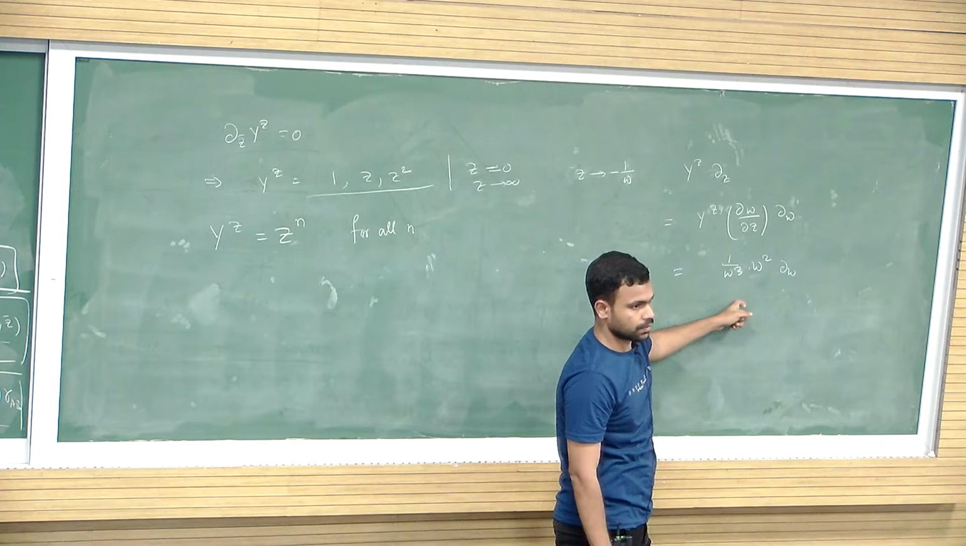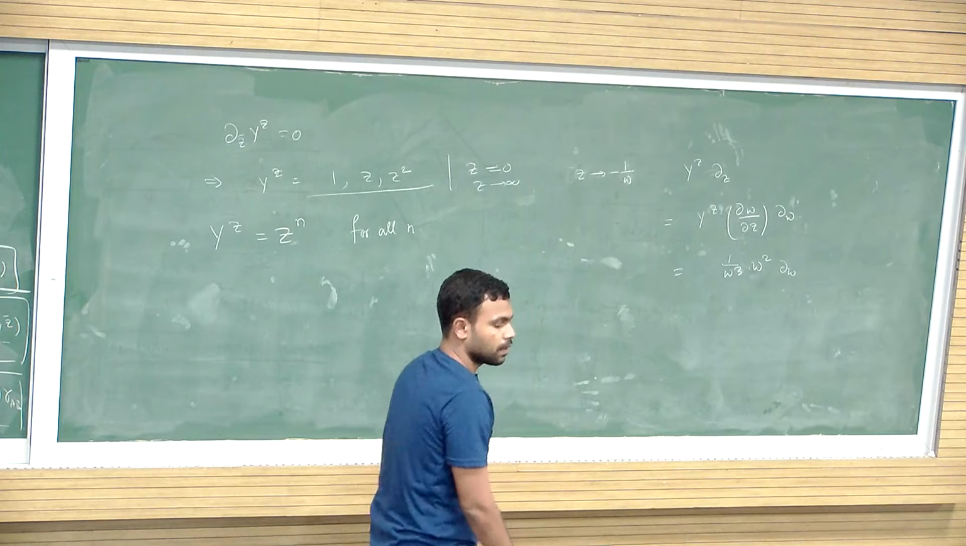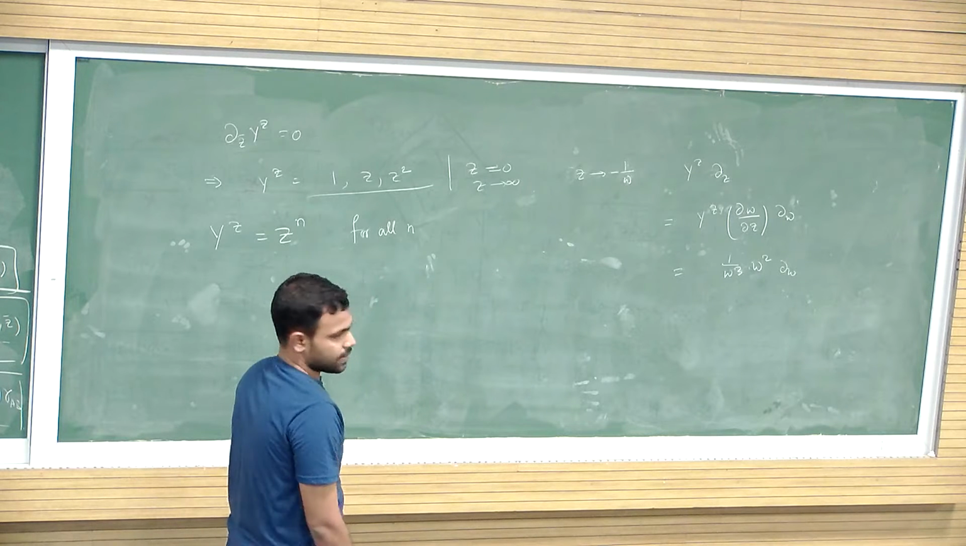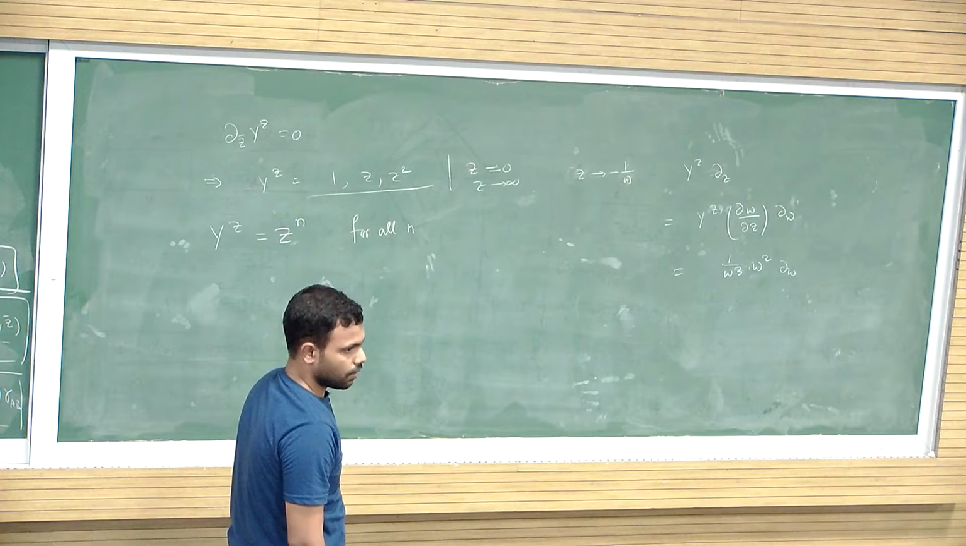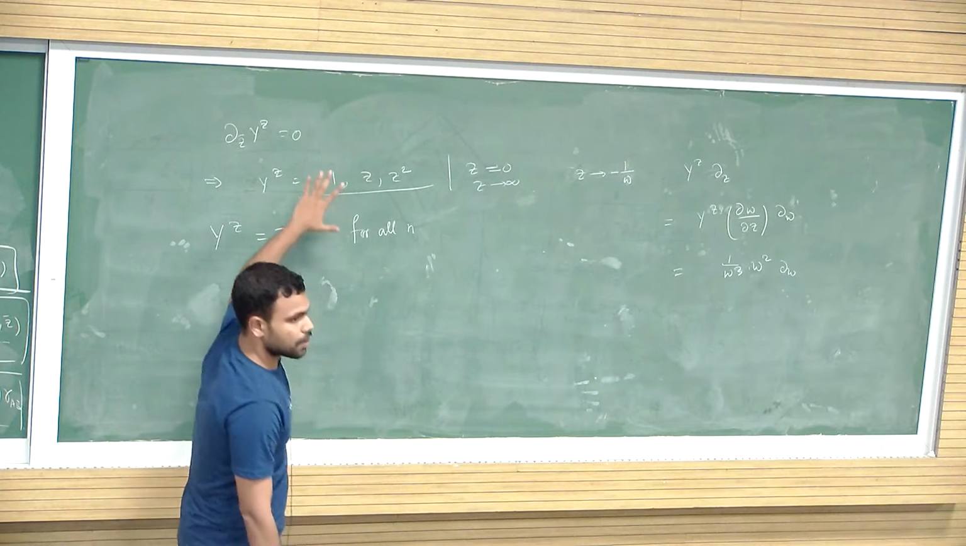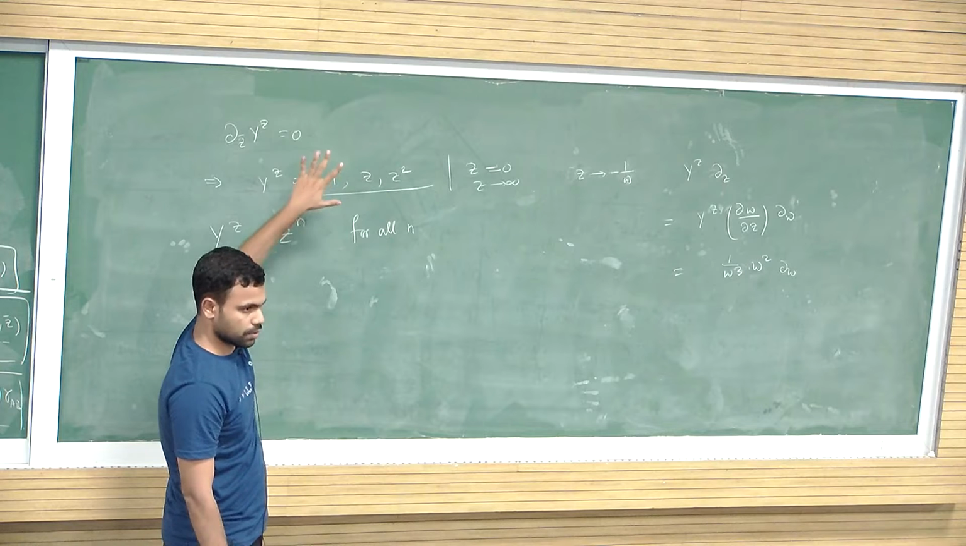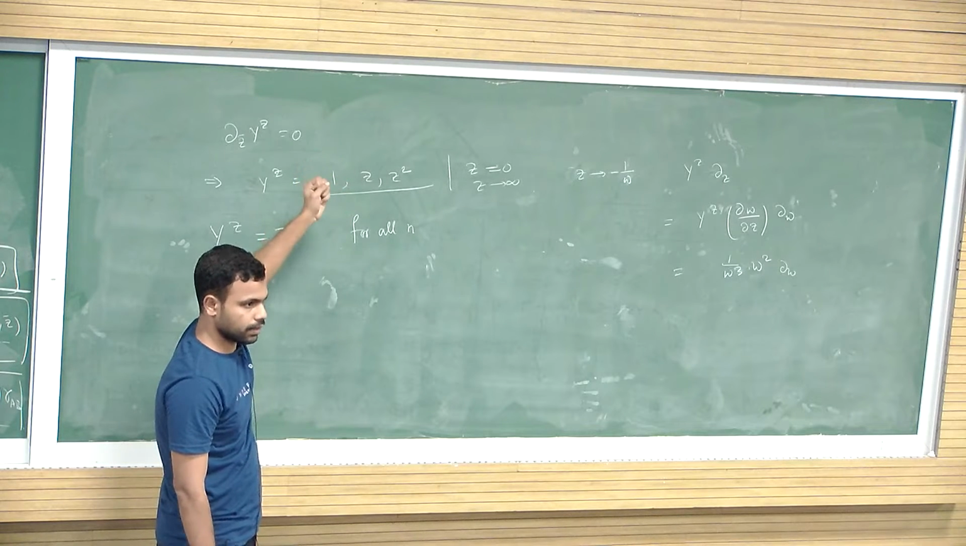So you're trying to take now y going to infinity. Yes. And then you substitute it. Exactly. And then I see. Okay. So these are the only possible options that are defined both at z goes to 0 and z goes to infinity.